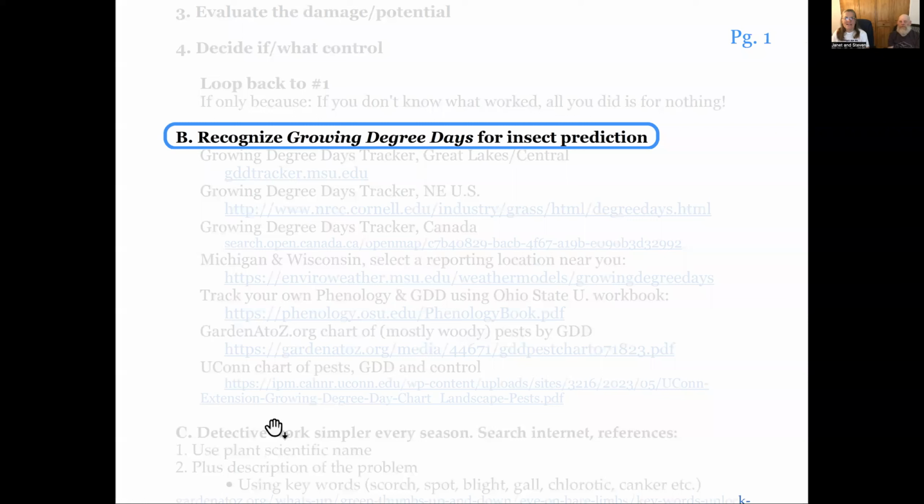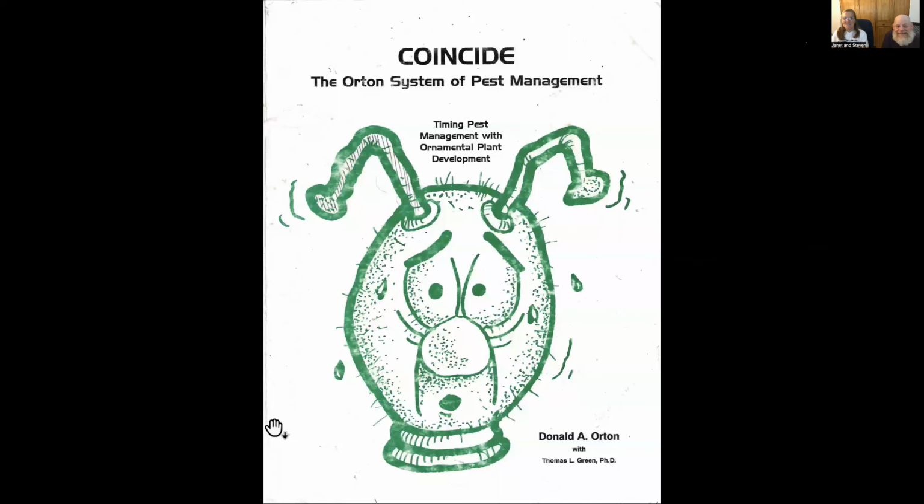As well as reminding you about growing degree days. Growing degree days are what we use to predict insects and some diseases. And we've given you, oh dear, I did leave those in there. Sorry for the big orange letters. We did give you some references, books, as well as websites.